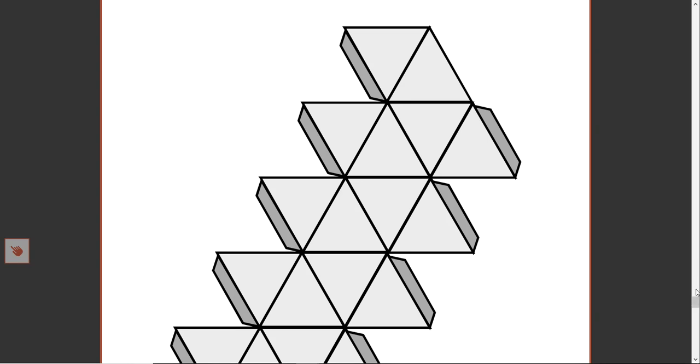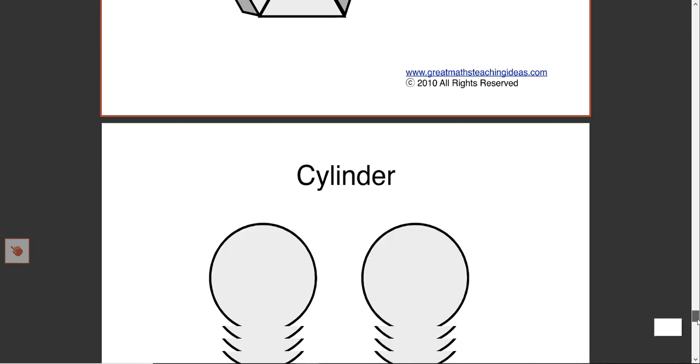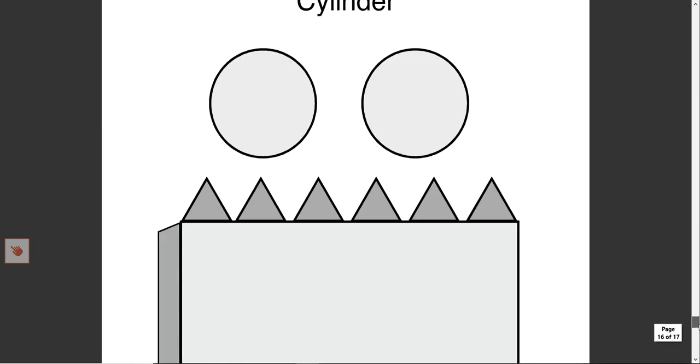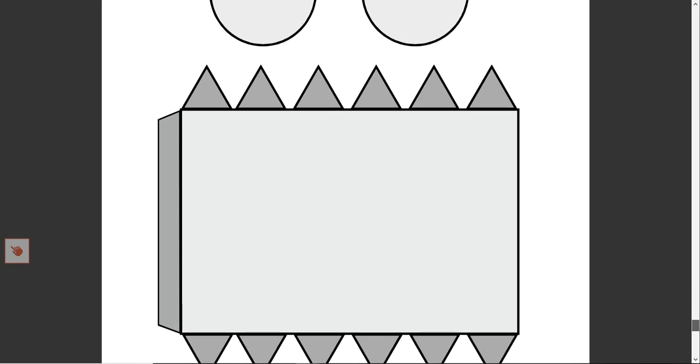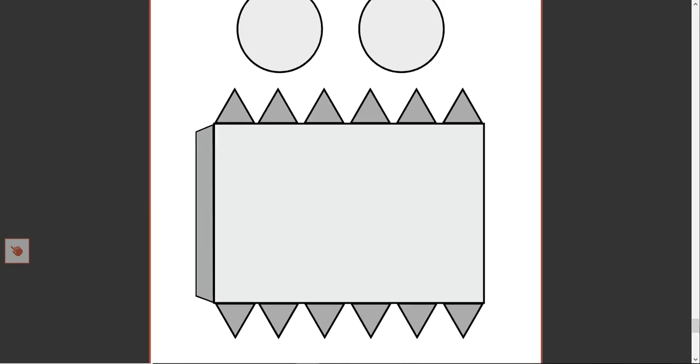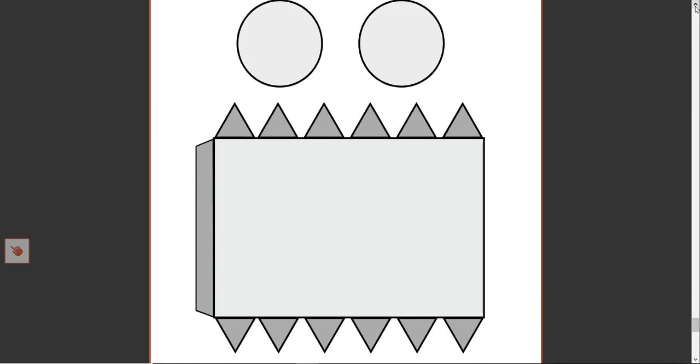Is that 20? Okay, so we're going to look at a cylinder. You all know what a cylinder is, right? So, looking at a cylinder, what shapes make up a cylinder? Two circles and a parallelogram. Another name for that parallelogram is a rectangle. Good. So we need to work out the areas of two circles and a rectangle.